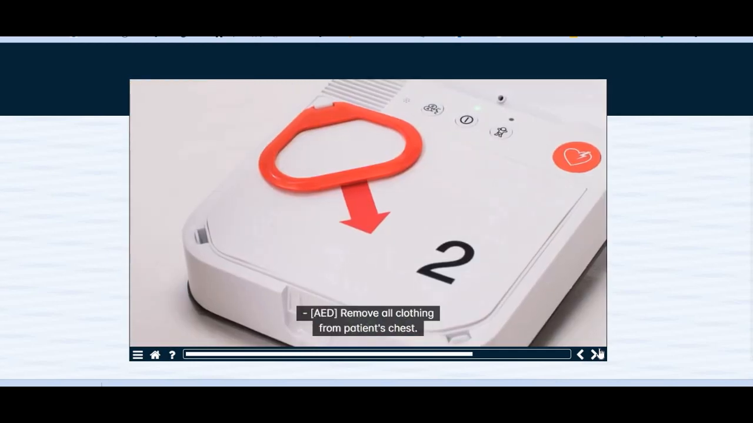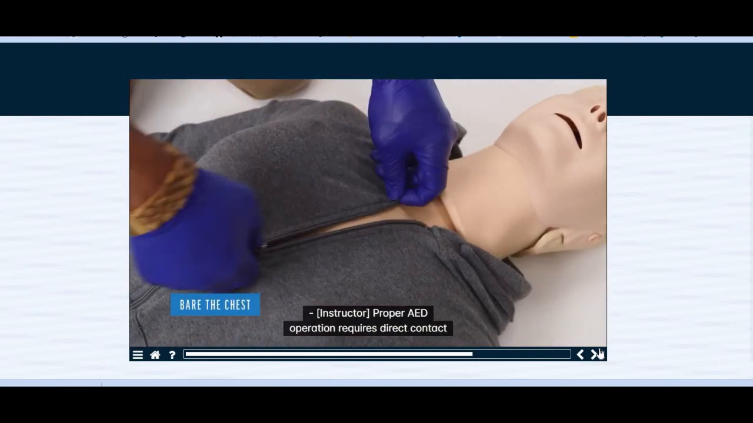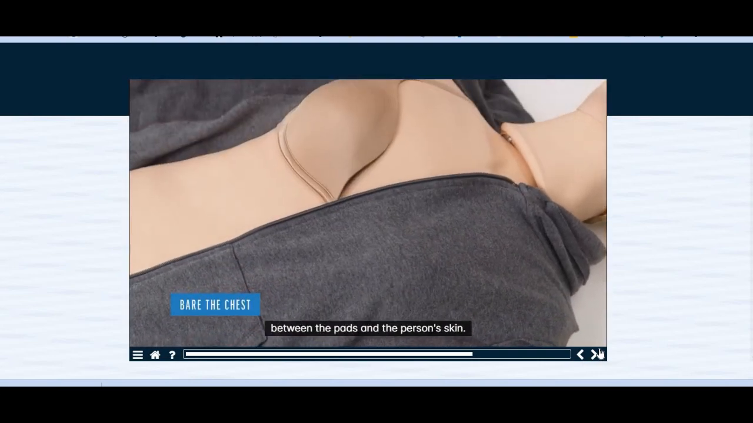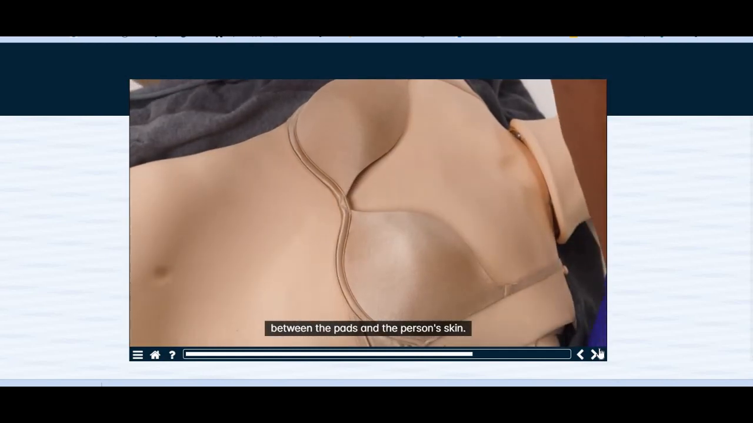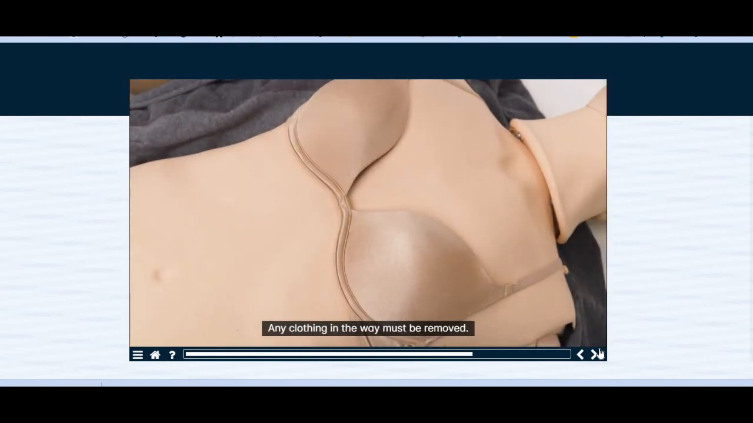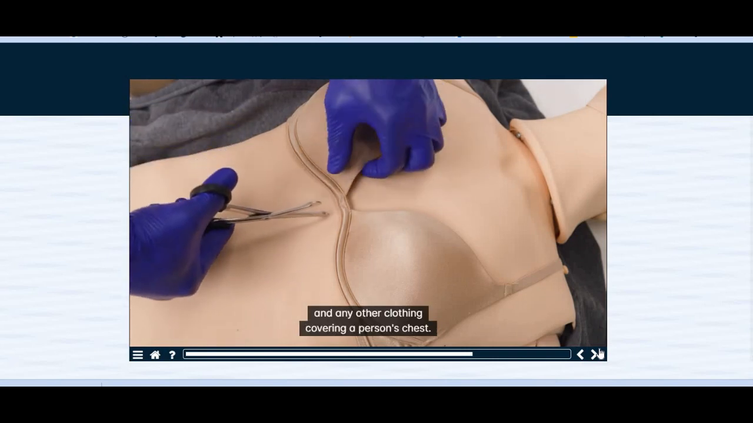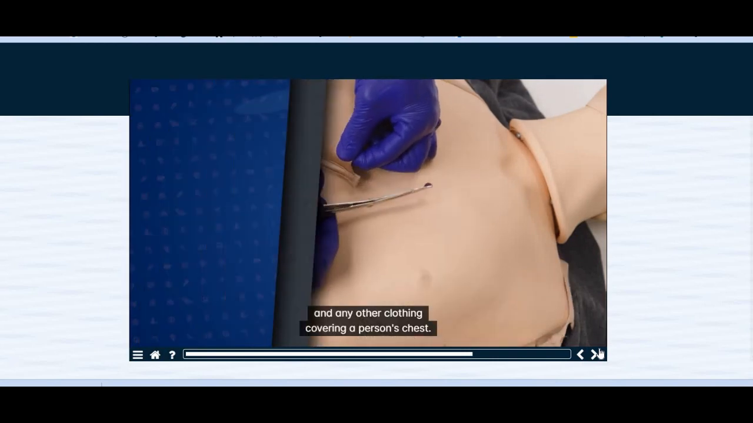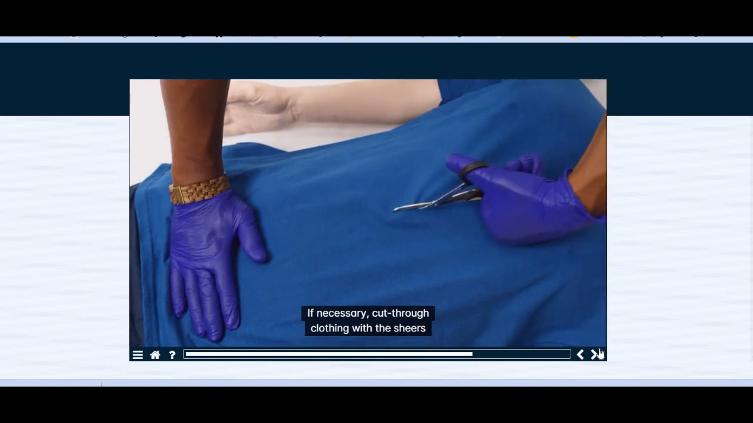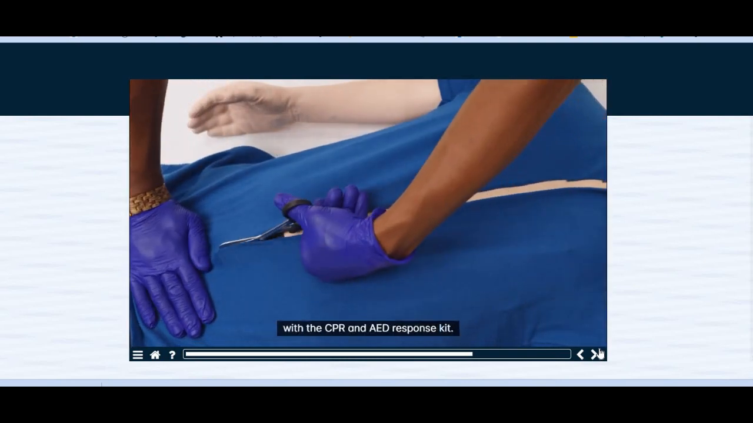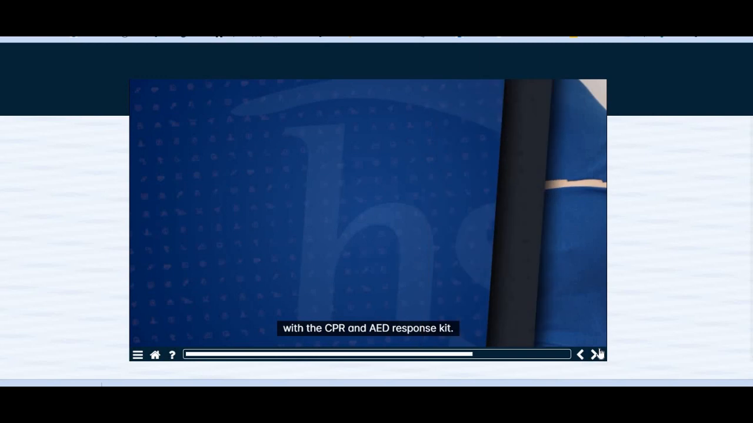Remove all clothing from patient's chest. Proper AED operation requires direct contact between the pads and the person's skin. Any clothing in the way must be removed. This includes swimsuits, bras, and any other clothing covering a person's chest. If necessary, cut through clothing with the shears that are typically included with a CPR and AED response kit.